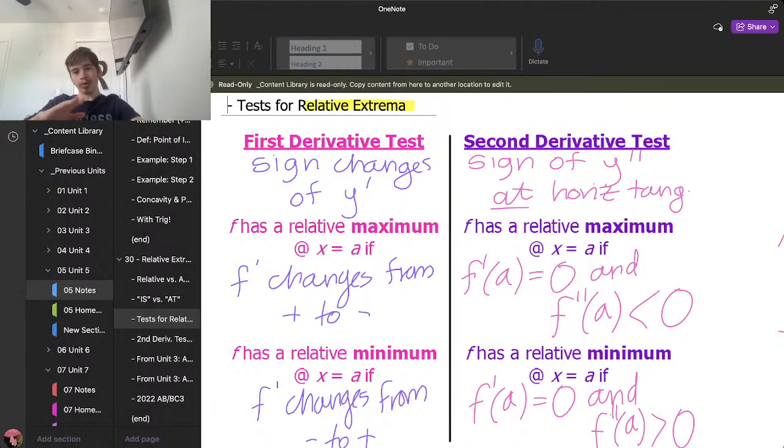Sign of f double prime at horizontal tangent. So you want to find a point where f prime of a is equal to 0, so a critical point, and check the value of f double prime at that point.